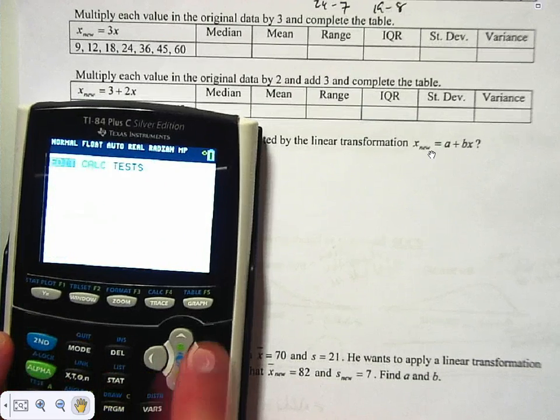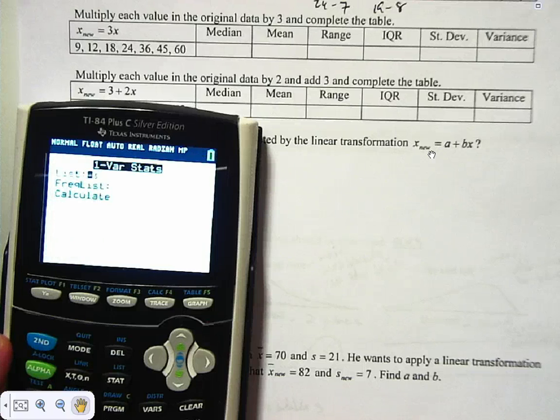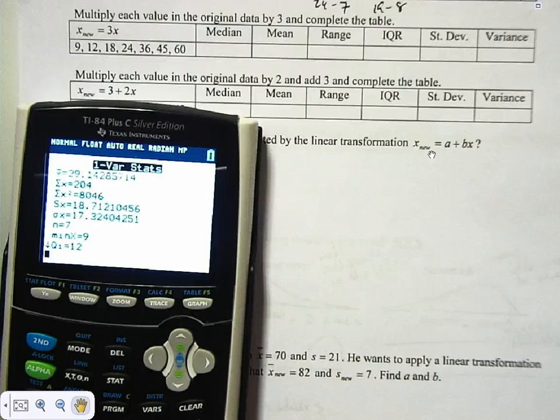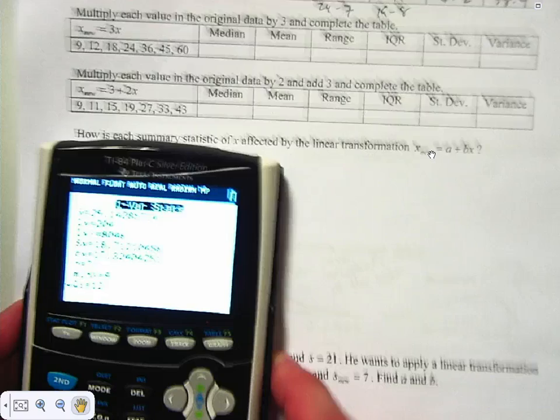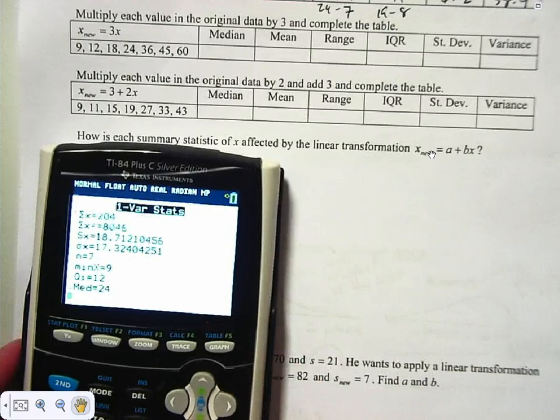So stat, calc, one variable stats. I'm on list 5 again. I'm going to calculate that stuff, and here's what I got. Okay, so the median, I've got to arrow down, the median is 24.